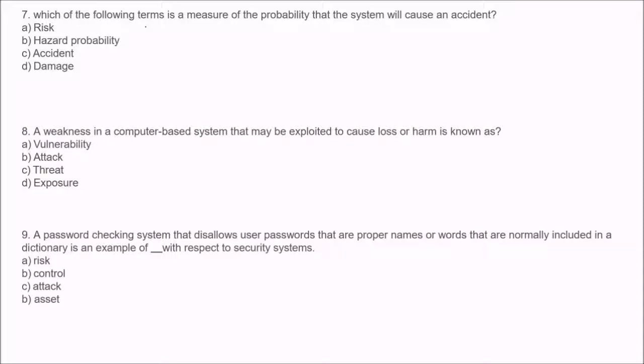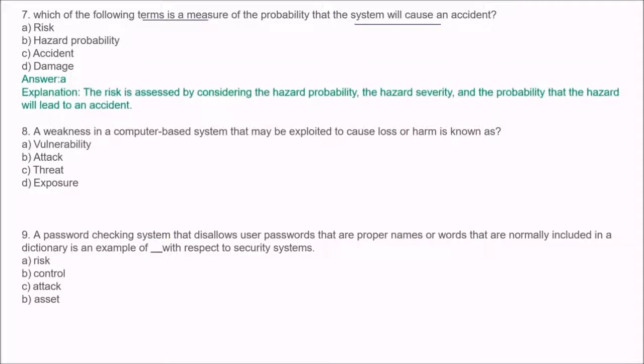Next, which of the following terms is a measure of the probability that the system will cause an accident? The answer is A, the risk, which is the most important thing in SDLCs right now. Risk is the probability that the system will cause an accident. The risk is assessed by considering the hazard probability, the hazard severity, and the probability that the hazard will lead to an accident.